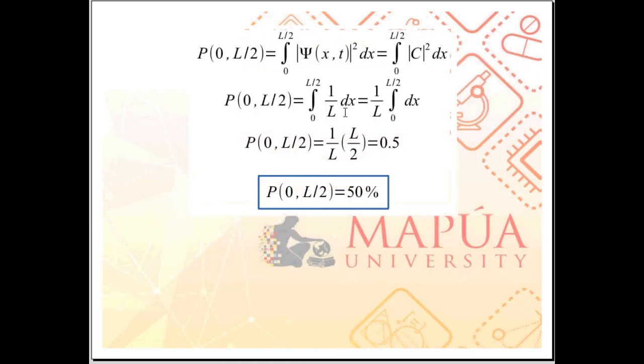So we are integrating 1 over L dx from 0 to L over 2. 1 over L is constant. We can take it outside the integration. We are just integrating dx from 0 to L over 2. That will give us 1 over L times L over 2. Cancel out L, leaving us with 0.5. The probability of finding the particle in the left side of the tube is 0.5, or 50%.